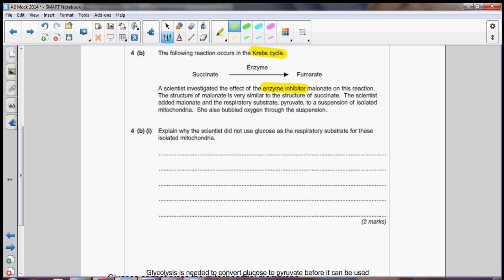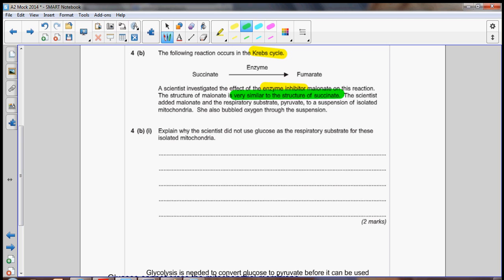It's telling you that this compound malonate is an enzyme inhibitor. It says that the structure of malonate is very similar to the structure of succinate. Now, if you remember your AS science, you'll probably remember that where you've got an enzyme inhibitor, and it's very similar to the normal substrate of an enzyme, that's likely to be a competitive inhibitor. So what it's basically telling you here is that malonate is a competitive inhibitor of this reaction.